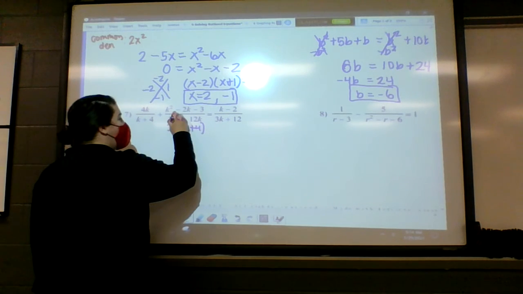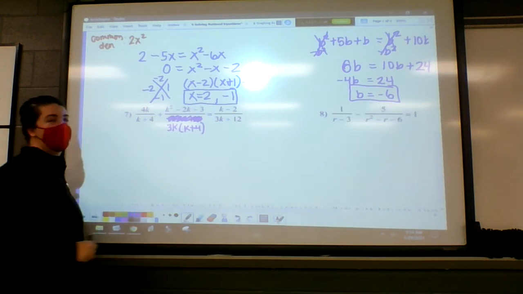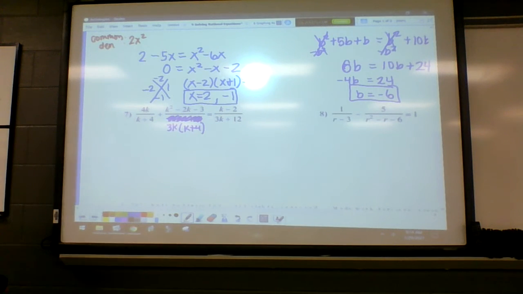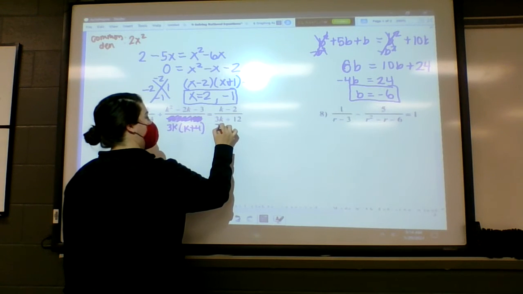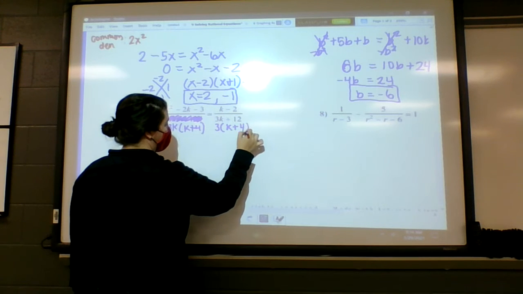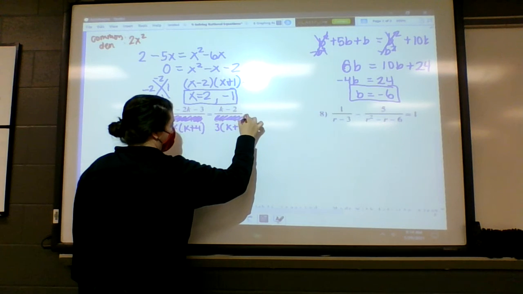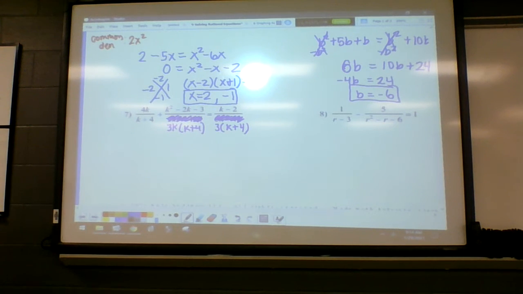So cross off this one, and instead of using that more complicated version, we're going to go with the factored form. And this last one, does it factor? Take out a 3, and left over is k plus 4. And get rid of this guy, the more complicated one. We're going to stick with the factors. Is it easier now to see what things have and what they don't have?